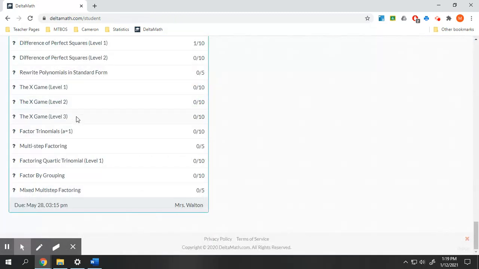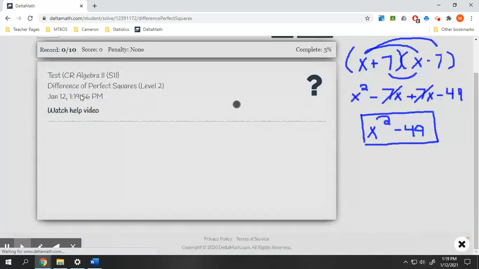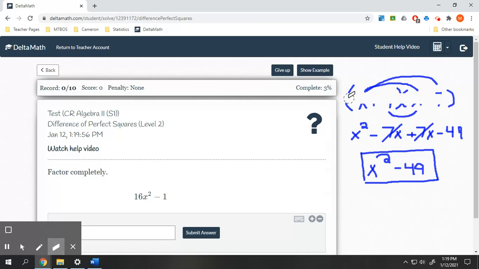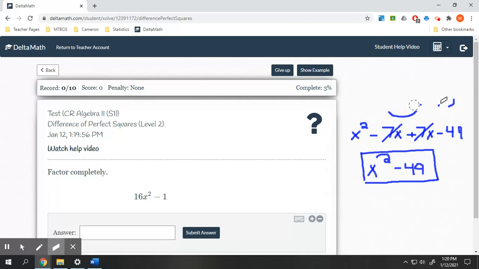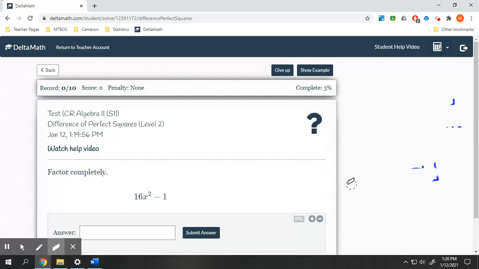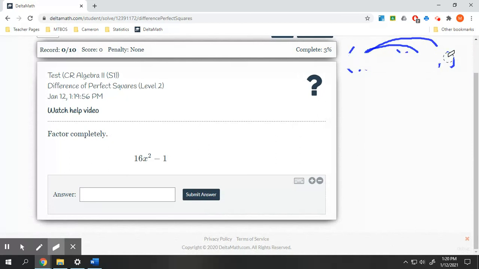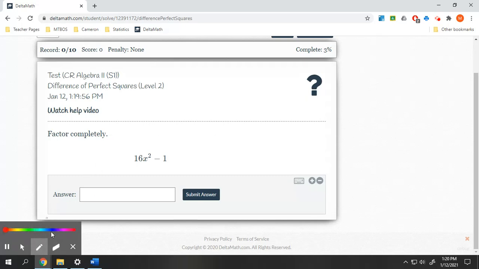All right, so that was level 1. Let's take a look at level 2 to see what we've got going on here. I like these a lot. I have 16x squared minus 1. When I go to factor this, the first thing I always do is look for a GCF. I have a 16x squared and a 1, and no GCF.